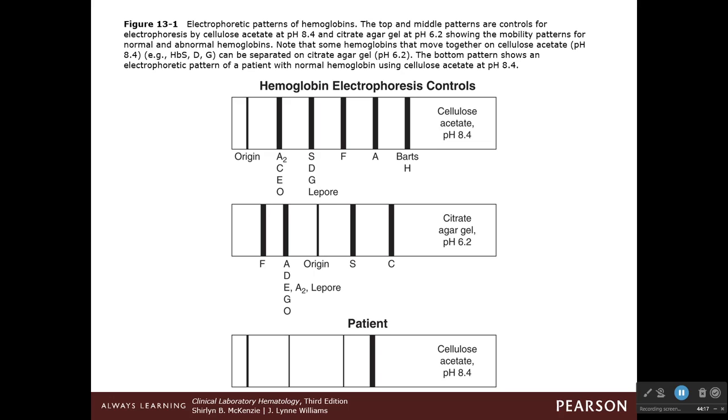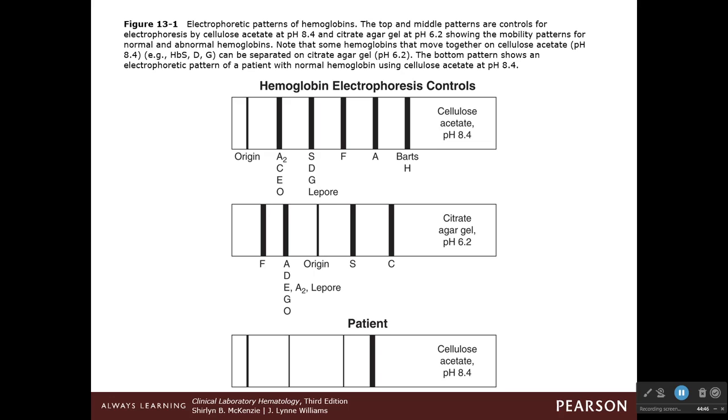Now listen, this is going inside the gel. It's pulling those proteins inside that gel based off of their size. So you're going to run a control, and your control is going to have every type of hemoglobin you're looking for.